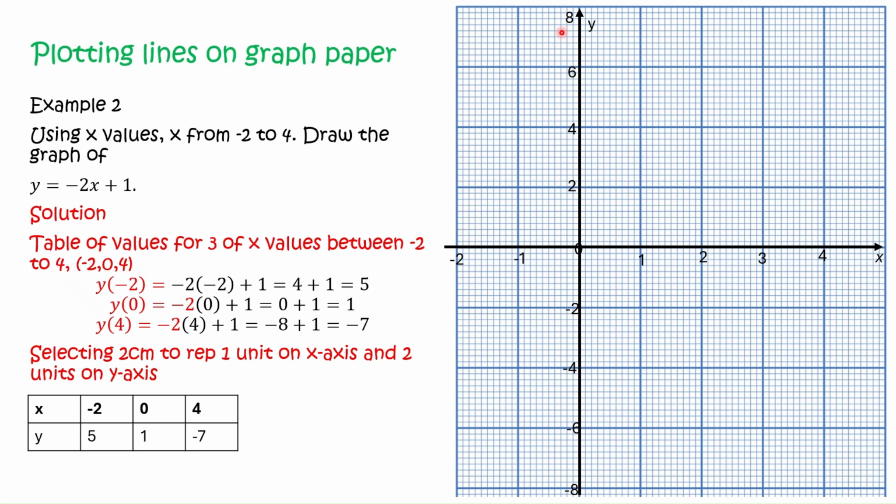So perfect then. The next thing would be to now plot the points individually. So the first point that we're going to plot is a -2 on the x, which has a 5 on the y. So that one is plotted. Then the next point would be 0 on the x and 1 on the y, right there in the middle, in between 0 and 2. Then the last one would be 4 on the x-axis and -7 on the y. So it should be between -6 and -8 right there. And it should be in line with the 4. So we've got our 3 points.